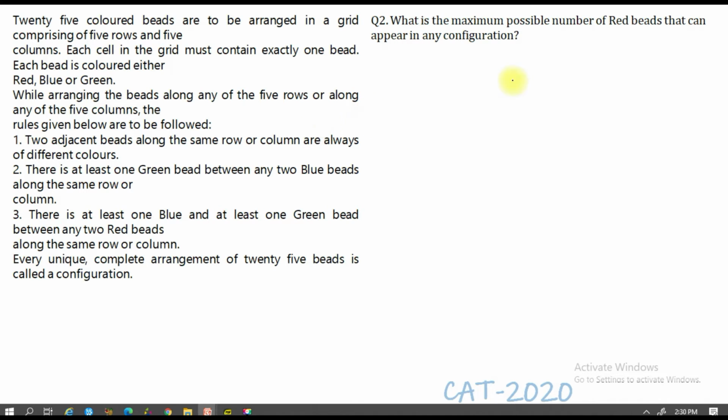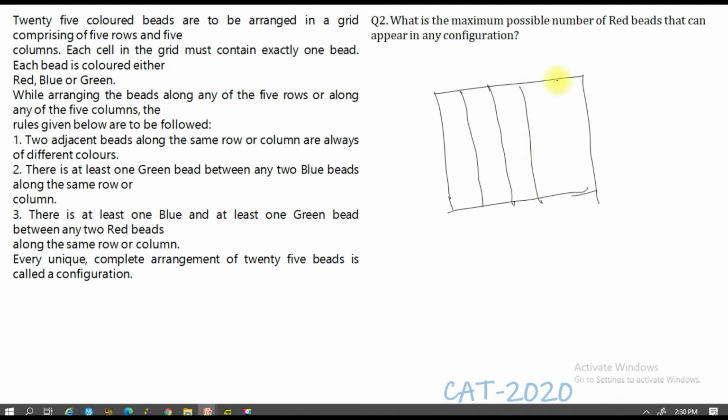What is the maximum possible number of red beads that can appear in any configuration? Now there is no restriction on the colors. So I'll be using all the 3 colors. Why? Because if you are going to maximize the red color beads, you'll have to use blue and green both. And what was the condition? The condition is at least one blue and one green bead must be used between any 2 red color beads.